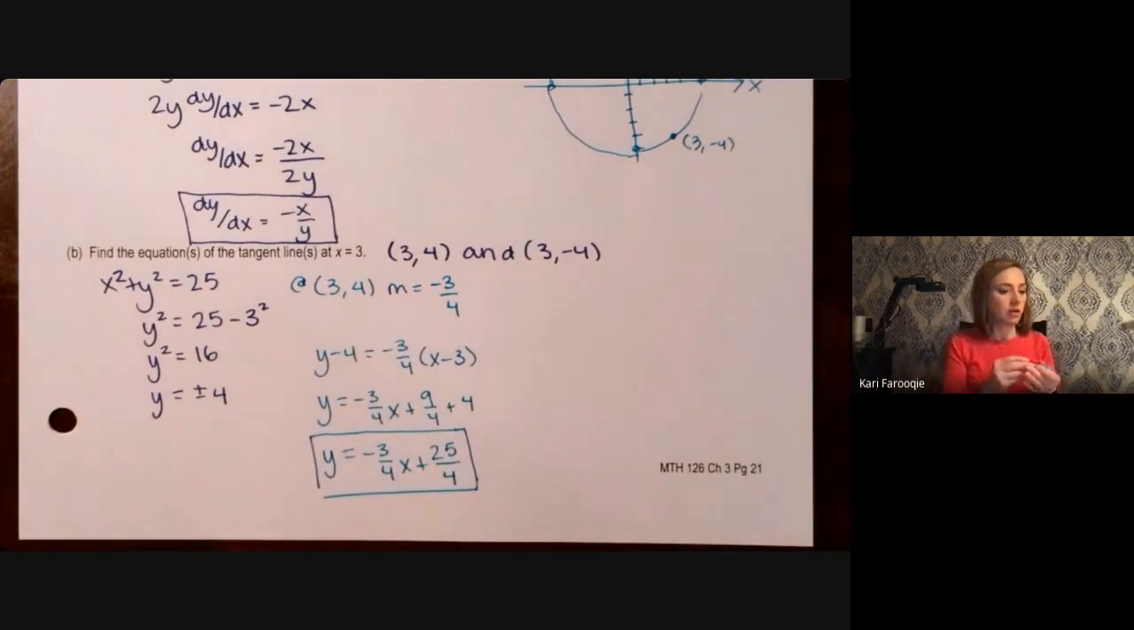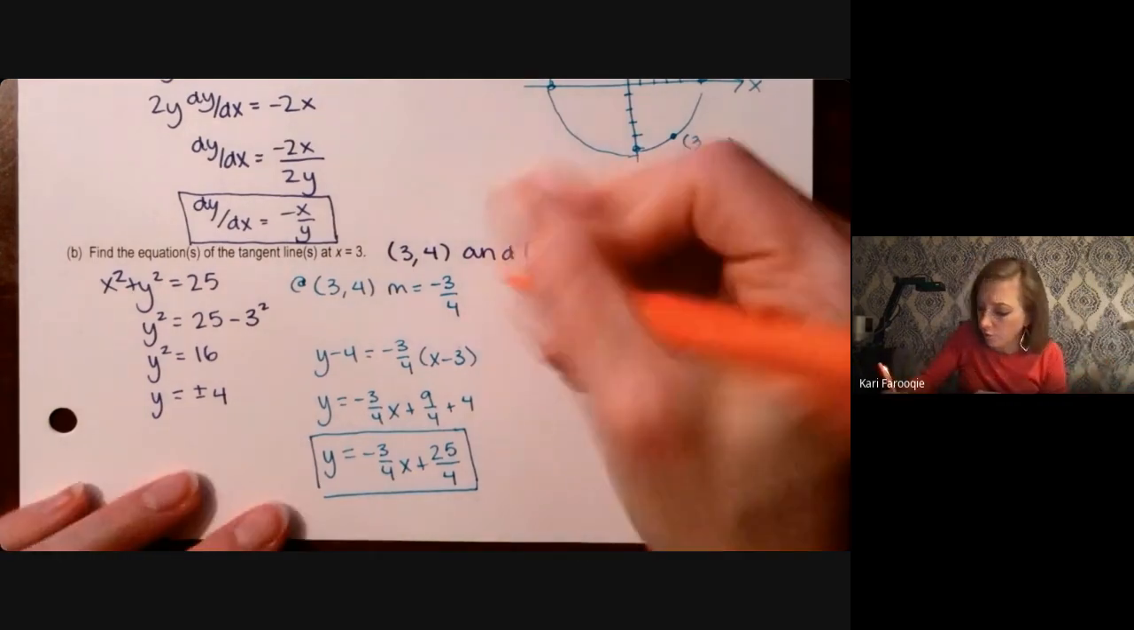We'll go ahead and find the other one for your other tangent line. We will do that next. And this will be for the one at 3, -4.